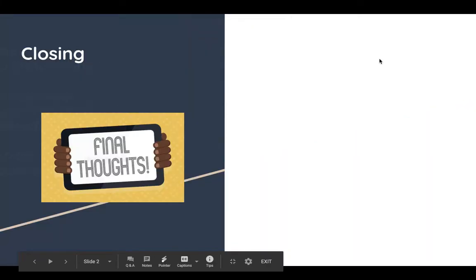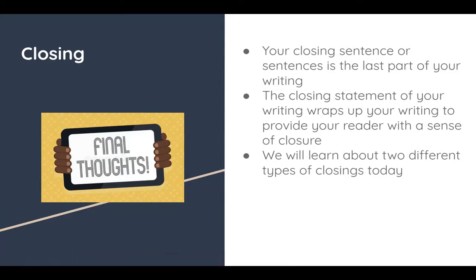So a closing, what is the purpose of a closing? Your closing sentence or sentences is the last part of your writing. This is the last thing your reader is going to read. The closing statement of your writing wraps up your reading to provide your reader with a sense of closure. This means that instead of just saying the end, make sure that your reader knows the purpose of your writing. What is it that you were trying to share with your reader?